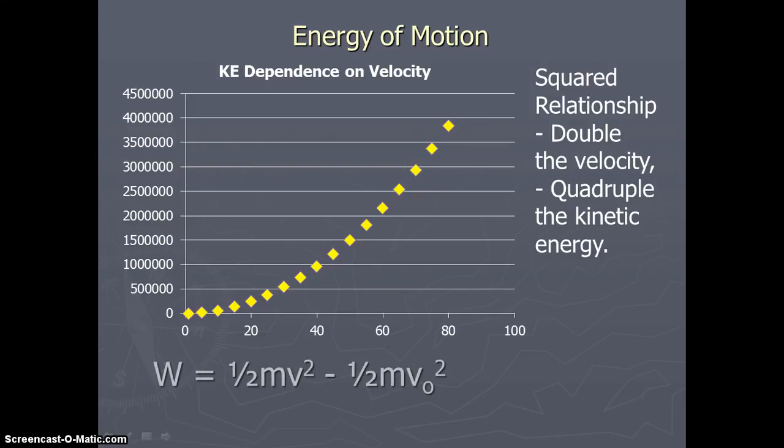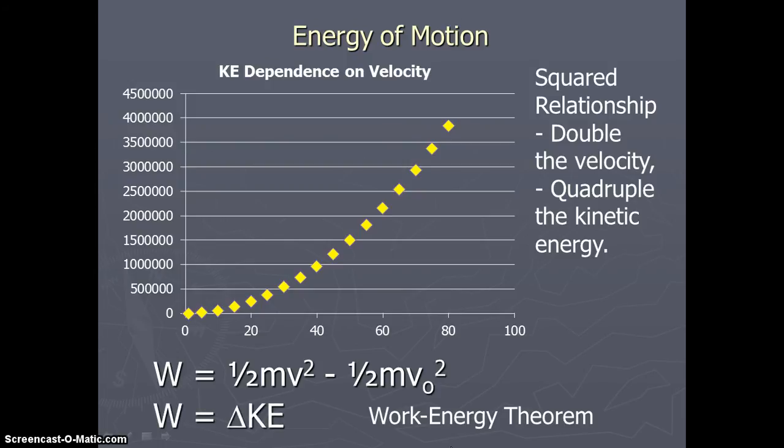Let's go back to that work formula that we had. Remember, work is a transfer of energy. If you do work on an object, one thing you could do is change its velocity. This is called the work energy theorem. Doing work will change an object's kinetic energy. So if you want to go from 40 miles an hour to 80 miles per hour, you have to put a lot more energy into an object. Four times as much energy to double that speed.